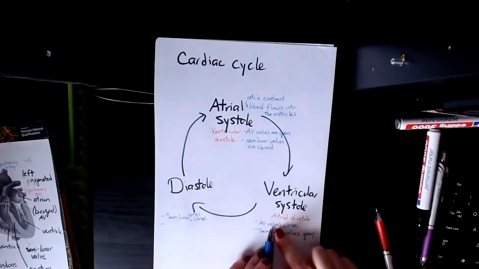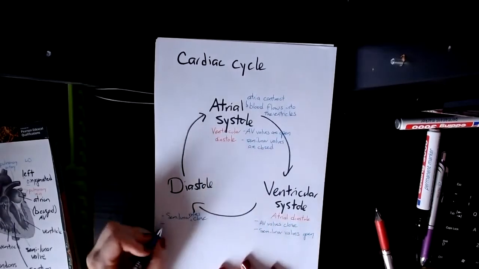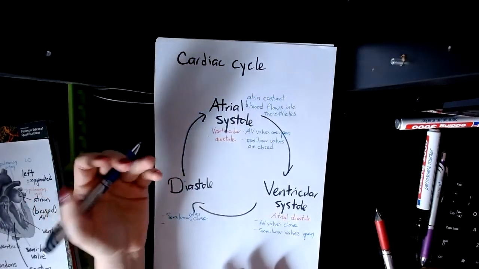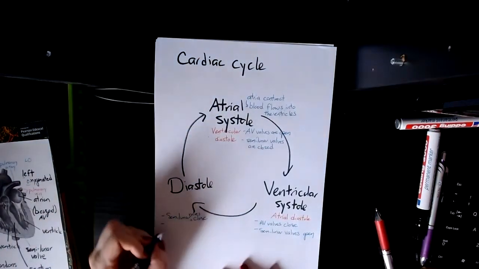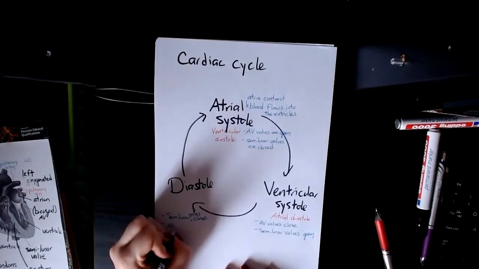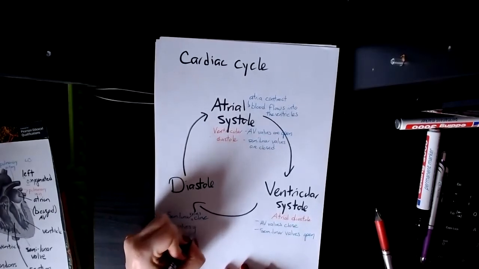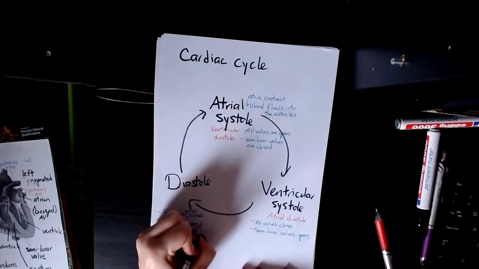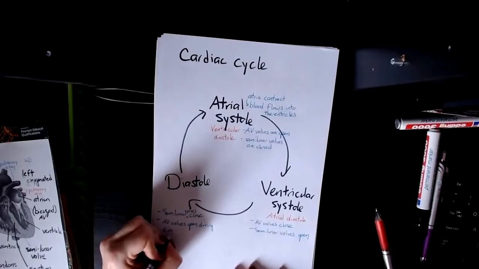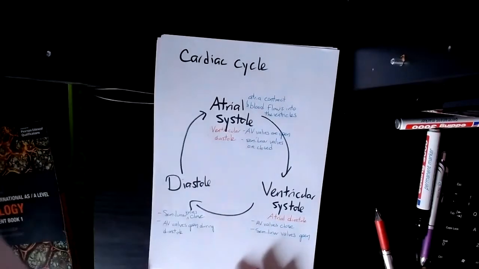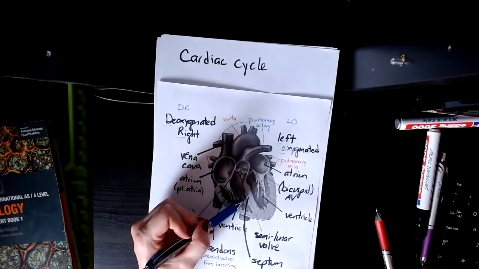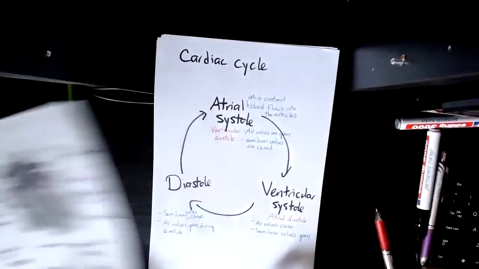And then the AV valves are closed at first, but during diastole, blood slowly starts to enter the atria from the pulmonary vein and the vena cava. During this time, the AV valves do open. It's not like they're already open at the beginning, but they open during diastole. So you get blood trickling into the atria, and then once the pressure is high enough in the atria, these open and the blood starts to flow into the ventricles. All right, and then the whole process starts again.